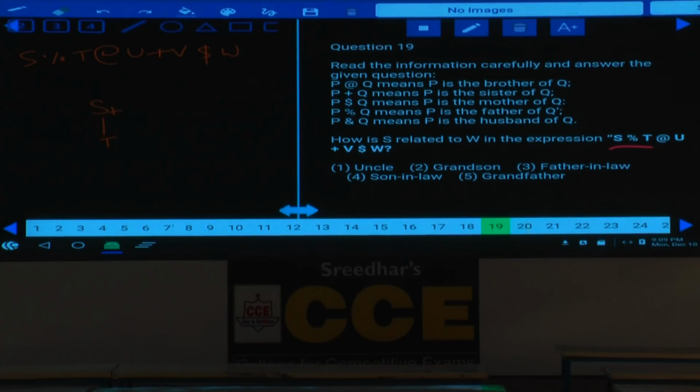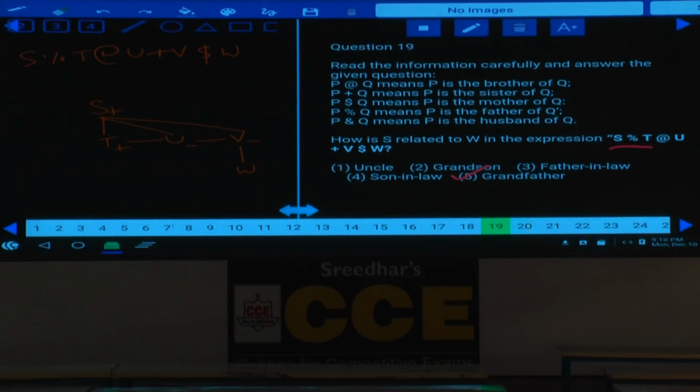Next, T @ U means T is the brother of U. And U + V means U is the sister of V. And next, V $ W means V is the mother of W. This is how we can represent the data. Then how is S related to W? Tell me how S is related to W here. W's mother is V, mother's father is S. Mother's father is grandfather. Grandfather, that is choice 5.